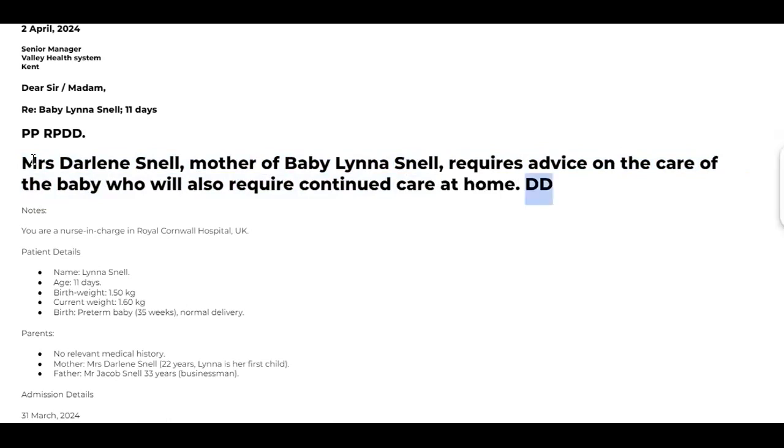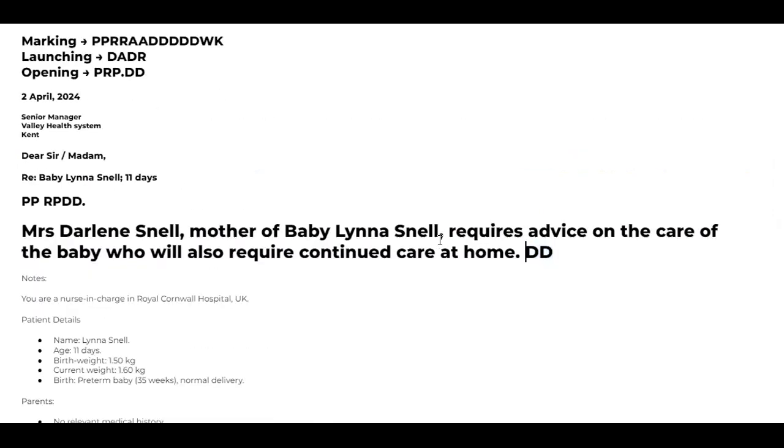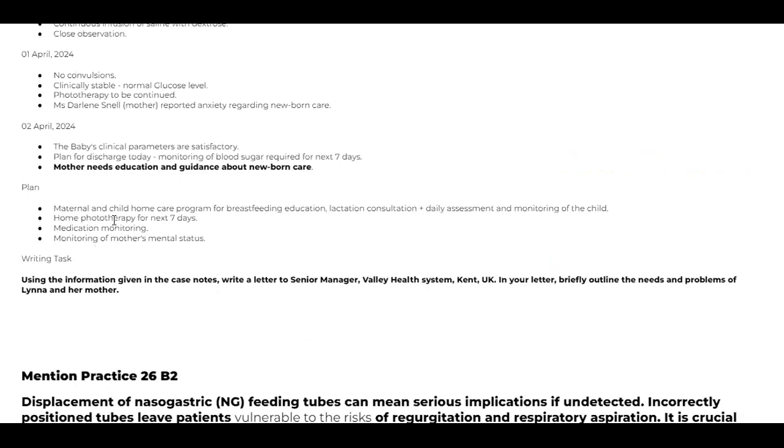Okay, this way we can almost, okay, now what is the condition of the patient at this time? What is the condition of the patient at this time? Because the D1 is always the discharge condition. Can somebody tell me what is the condition of this patient? How do you know the condition of the patient? The baby's clinical parameters are satisfactory. Plan for discharge today. Now, is the patient recuperating from some kind of problems? She had convulsions. Phototherapy to be continued. Okay, what was the problem with this one? Mrs. Darlene reported anxiety regarding newborn care.